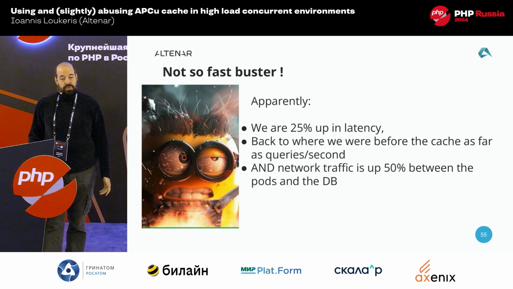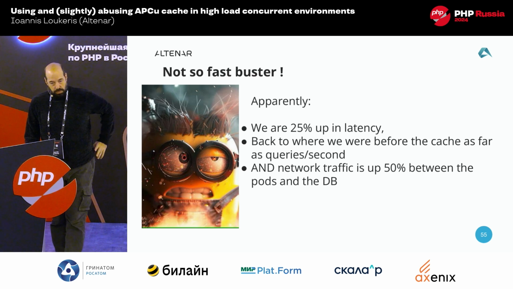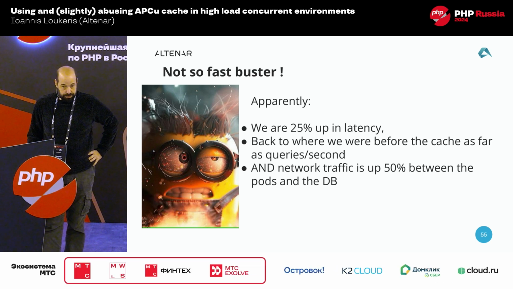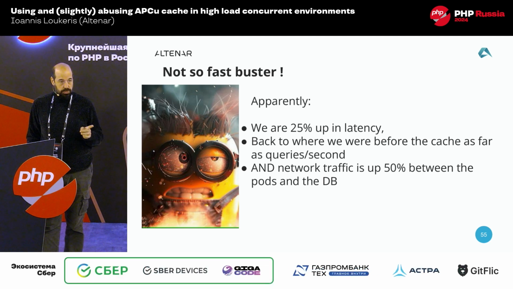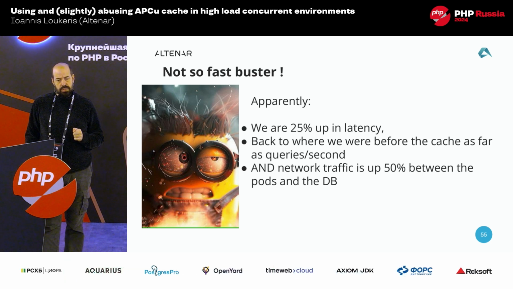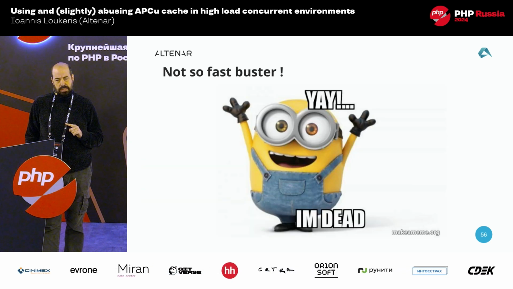We are up 25% in latency. We were back to where we were before the cache thing as far as queries per second is concerned. And now we are even worse, using 50% more traffic between the pods and the database. I'm dead.